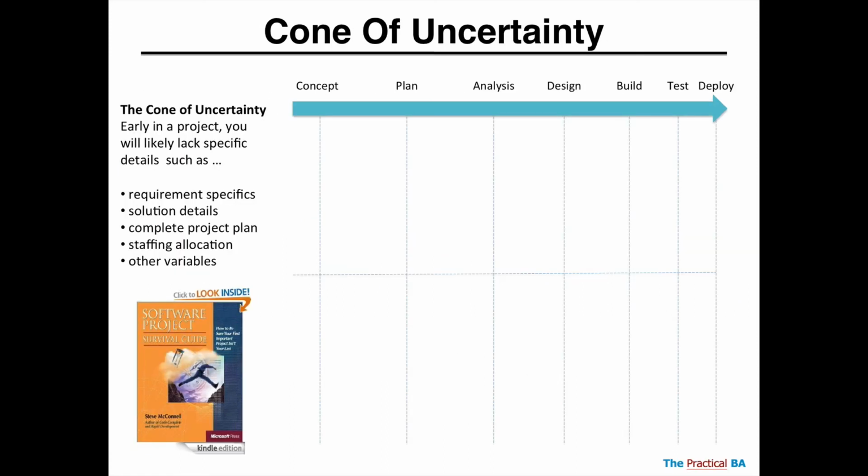Now we're going to talk about the cone of uncertainty. The first time I was exposed to this was a presentation that did a call out for the Software Project Survival Guide by Steve McConnell. This is a different take on it, my take, and let's just go ahead and get into it.